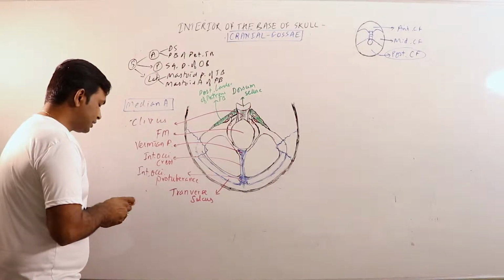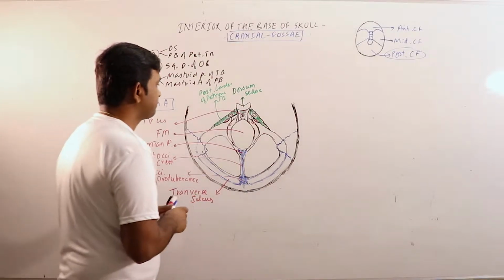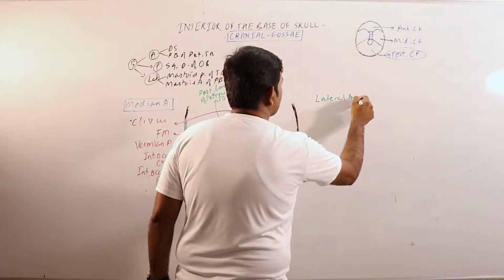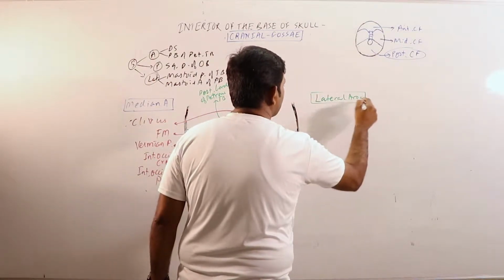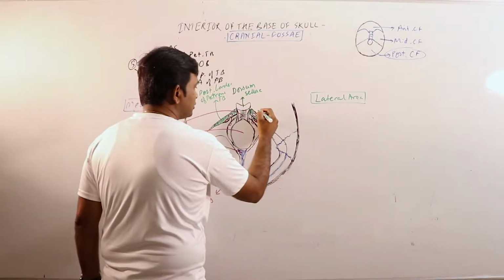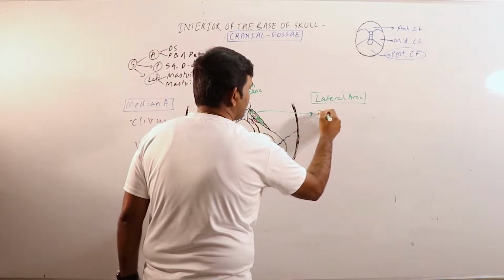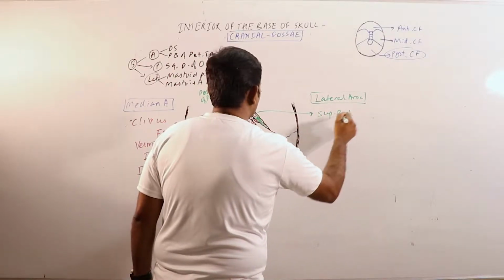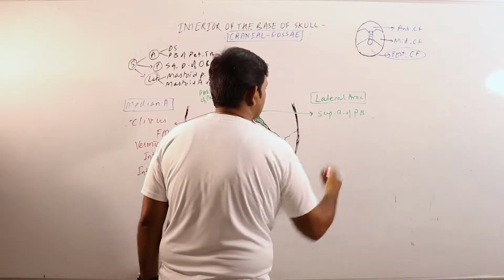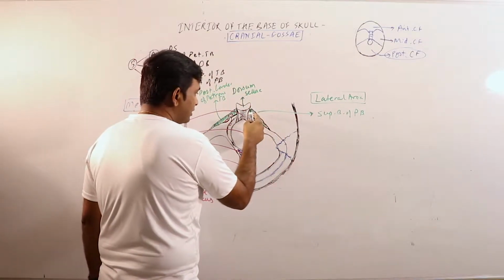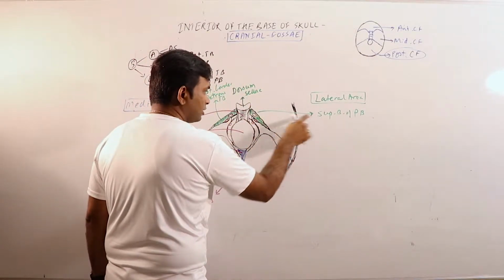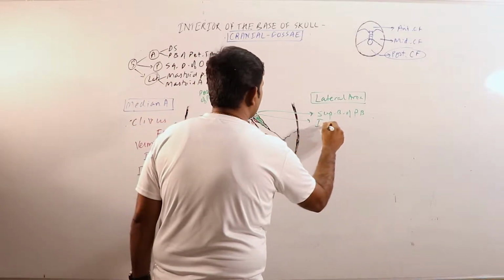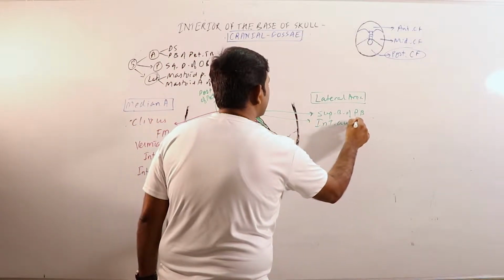Now we will discuss the lateral area. In the lateral area we can observe the superior border of petrous bone, and in the medial most part of the superior border of petrous bone, we can observe the internal auditory meatus.